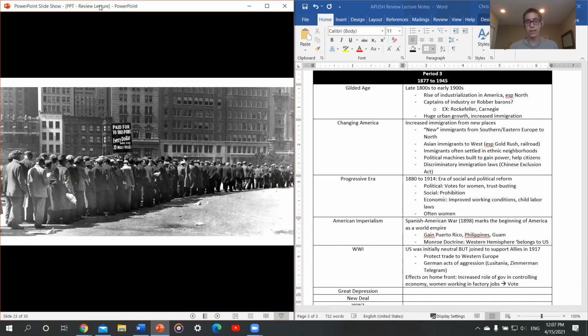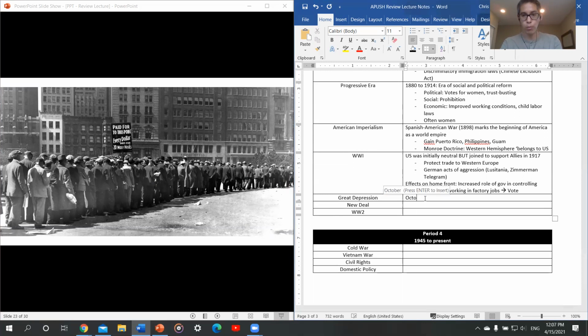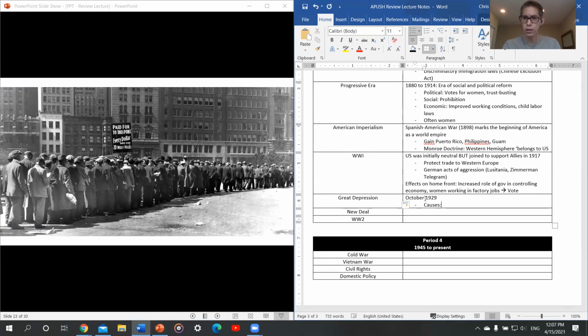You've got economic prosperity, at least for the wealthy. You've got the Harlem Renaissance, which is this explosion of a uniquely Black culture, people like Langston Hughes breaking out onto the scene. But 1929 is when we see the Great Depression. So October of 1929 is when it all starts to go downhill.